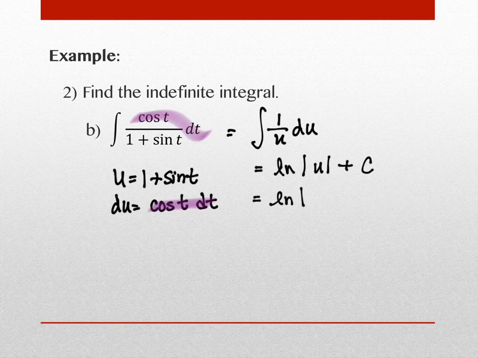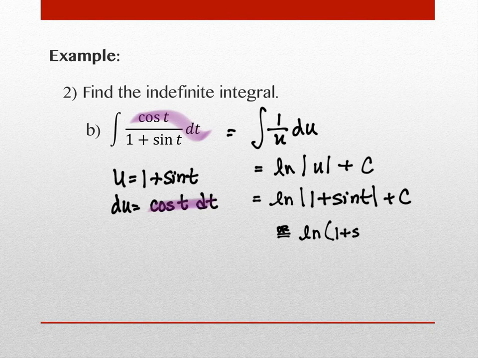U is 1 plus the sine of t plus c. Now, there's nothing wrong with the particular way that this is written, but it's at least worth mentioning that we could see this written and it would be correct without the absolute values. It'll still have to have parentheses. But why would the absolute values not technically be necessary on this problem?